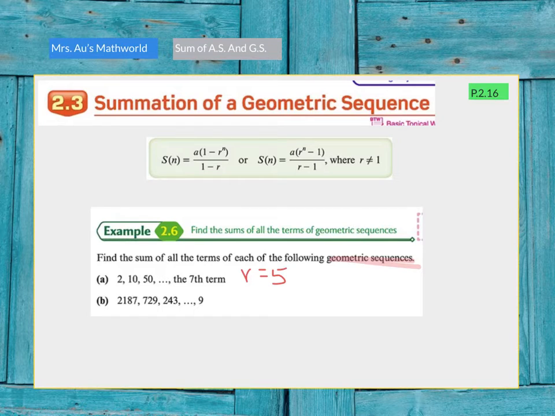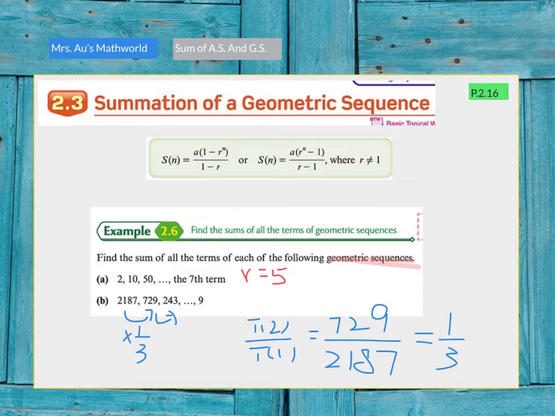Just like in part B, this time we multiply by a value which is smaller, right? So let's check. T2 divided by T1, check it out, 729. 243 divided by 729 is also times 1 over 3. Okay, so that means we also make sure that it is a geometric sequence.